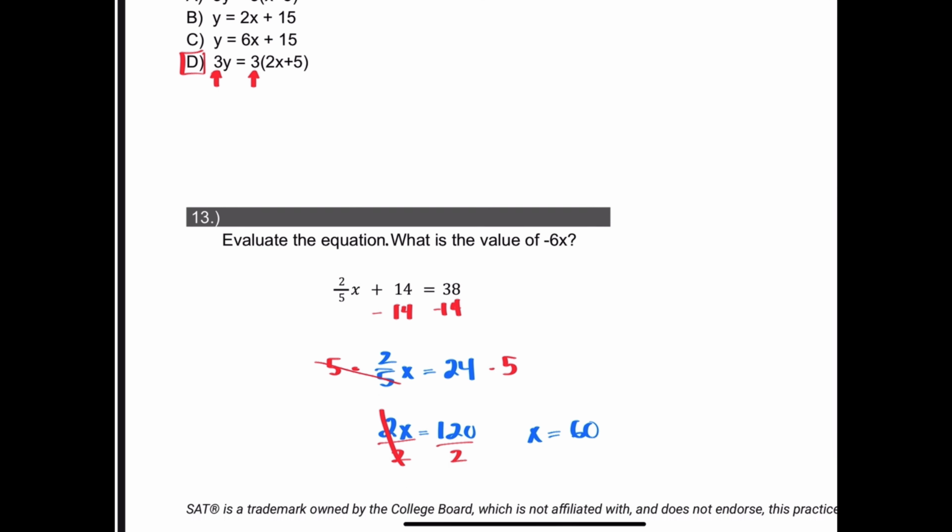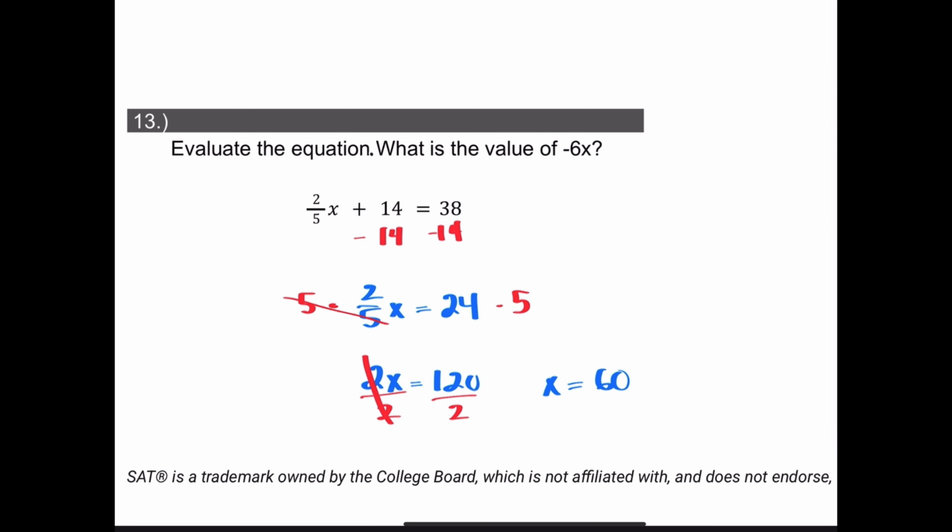For number 13, it says evaluate the equation. What is the value of negative 6 times x? For the sake of time, I already evaluated the equation. You can see the math there, leaving us with x equals 60. So when they say, what is the value of negative 6 times x, which is 60, they're looking for an answer of negative 360.